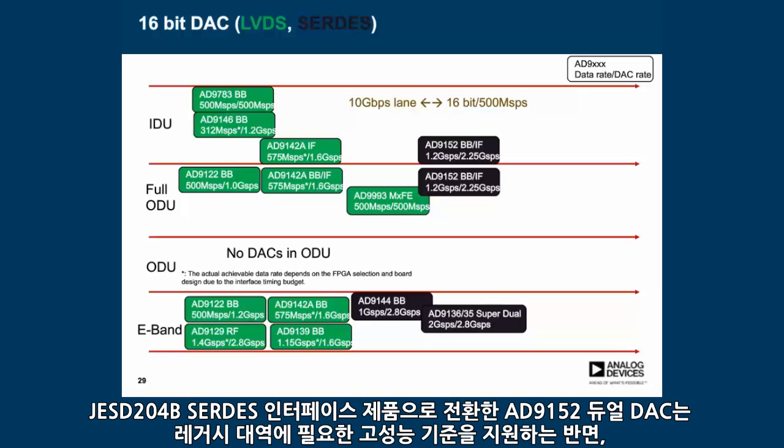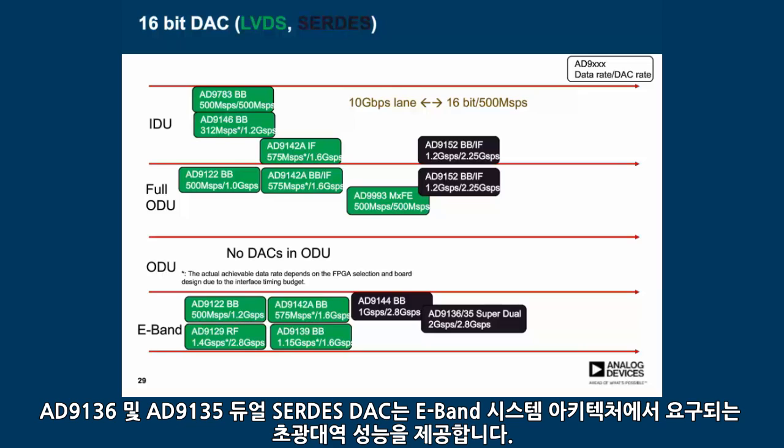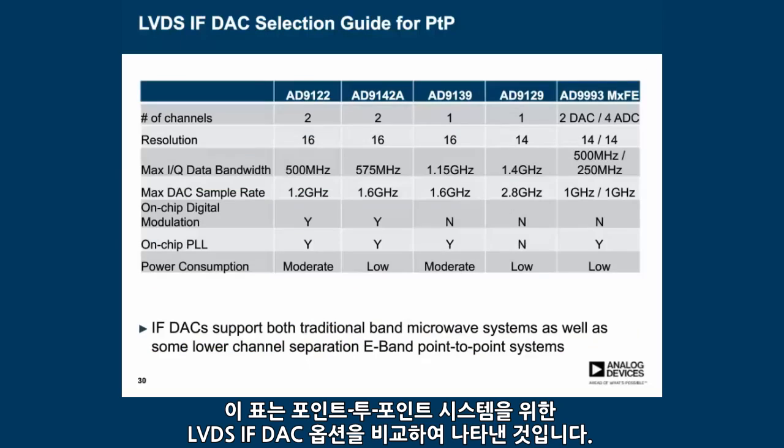As we move into the JESD204B SerDes interface products, the AD9152 dual DAC supports the high performance criteria needed for the legacy bands, whereas the AD9136 and AD9135 dual SerDes DACs provide the ultra-wide bandwidth capabilities required in the E-band system architectures. This table shows a comparative look at the LVDS IF DAC options for the point-to-point systems.